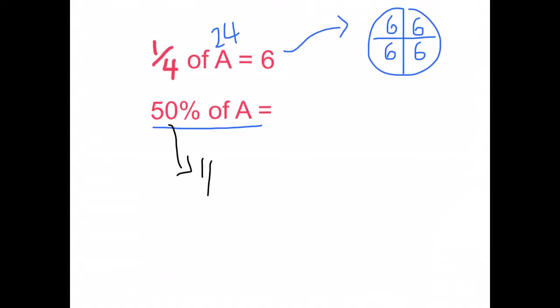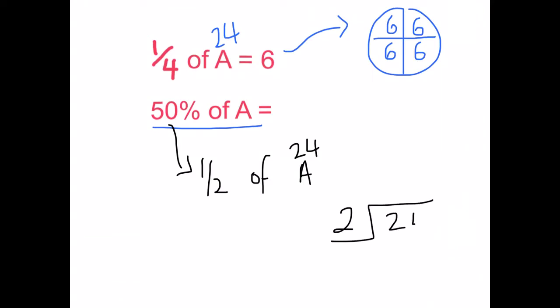50% we know is 1/2. So we have to work out 1/2 of A, which we've already worked out is 24. So 2 into 24 to work out half of it. 2 into 2 goes once, 2 into 4 goes twice. So my answer would be 12. 50% of A is 12.